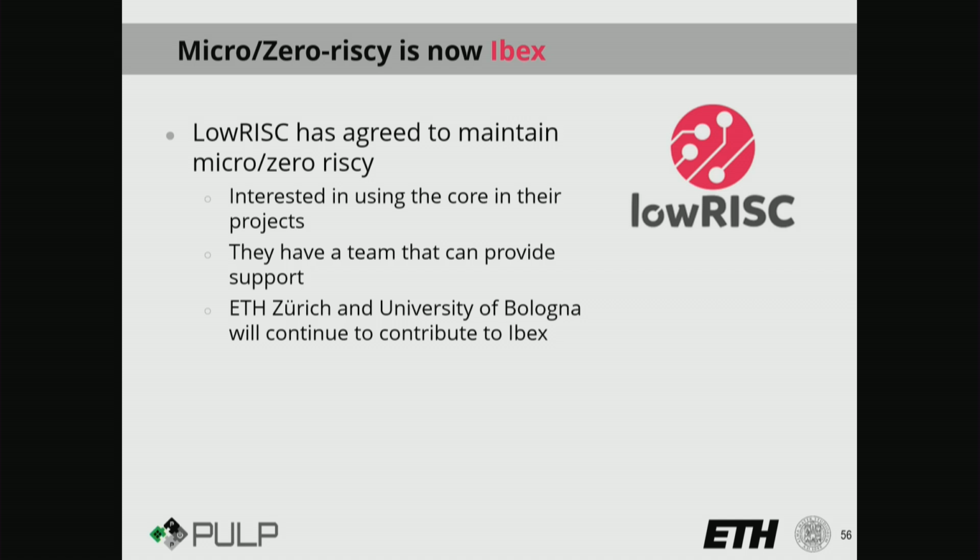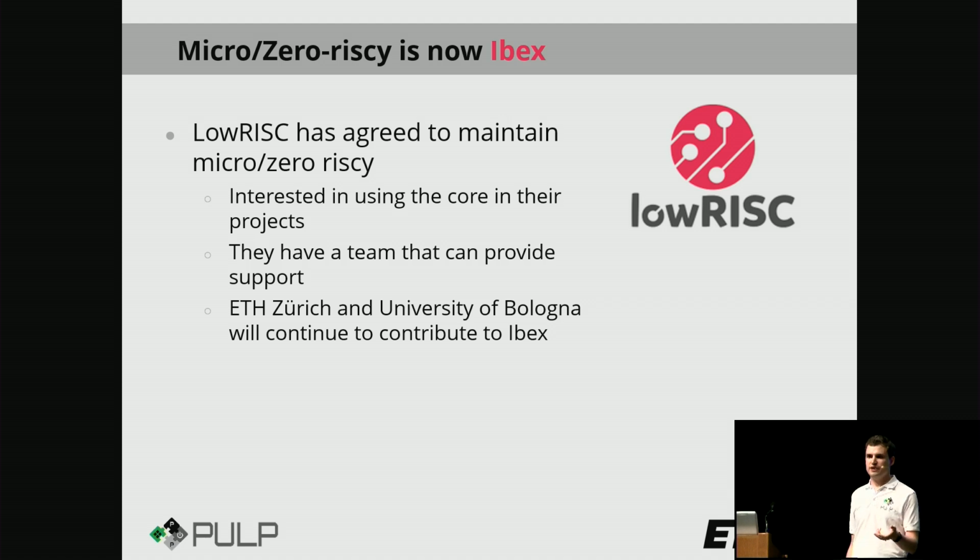Now, the cores grow up. They are research projects. They are babies, we nurture them and we develop them and we try to extend them, but at some point they kind of outgrow us. This is why we've teamed up with a few other players. For example, lowRISC has agreed to maintain the Micro and Zero-riscy cores as a new core called Ibex, which unifies these two configurations, but you can still pick from the two. They have their own vested interest in using the core in their projects, and they have a team that can provide support. We, as University of Zurich, ETH Zurich and the University of Bologna, will still contribute to this core, but the main maintenance and support will move to lowRISC.